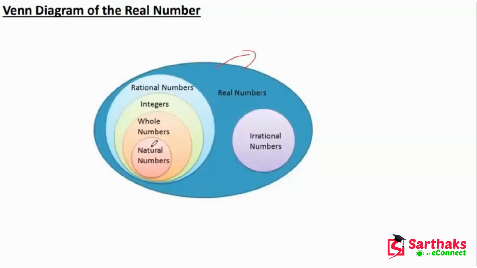First of all, this is the natural numbers. Natural numbers come under whole numbers. Whole numbers come under integers. Integers are a subset of rational numbers. Rational numbers are a subset of real numbers, and irrational numbers are also a subset of real numbers. I hope you got this point.